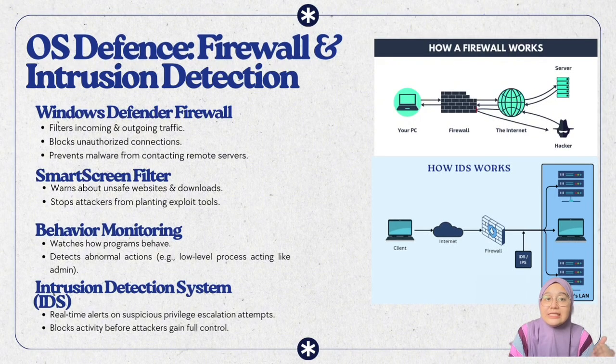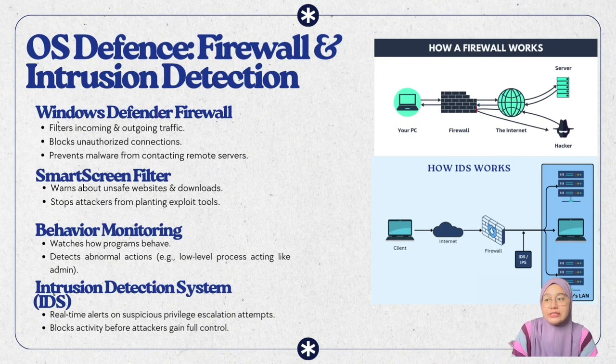An intrusion detection system, or the IDS, is like a security camera inside the operating system. It monitors activity in real time and looks for suspicious actions. For example, if a low-privileged process suddenly tries to access a kernel-level resource, the IDS will raise an alert. The administrator will be notified and the system will block the activity immediately. By spotting them in real time, the IDS prevents attackers from gaining full control of the system.